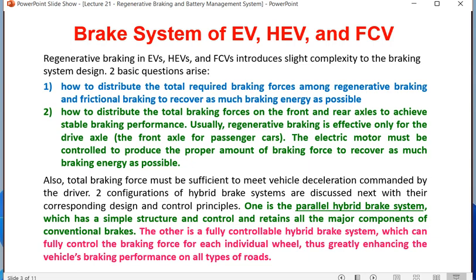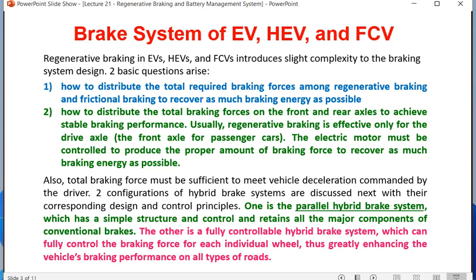So we should see that there should not be any accident, because brake is mainly a safety device. There are two configurations. We are going to see these two configurations in detail in this lecture. That's why this is the regenerative braking. So, two configurations of hybrid brake system.